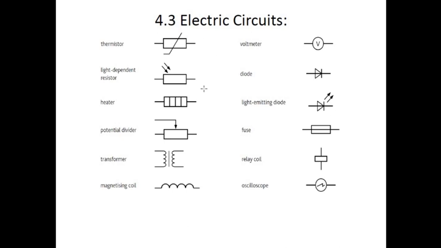Next we have a thermistor, light dependent resistor, a heater, a potential divider, a transformer, a magnetizing coil, a voltmeter, a diode, a light emitting diode, a fuse, a relay coil, and an oscilloscope.